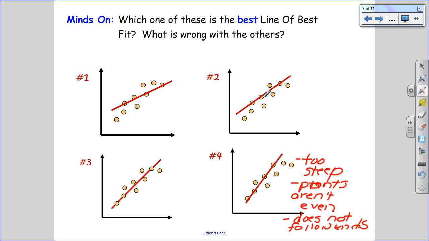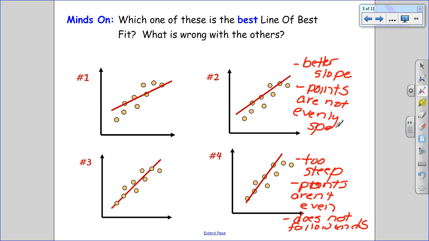If we look at this one, again, it's a little better slope. But, again, the points are not evenly spaced. And this one here, 3 below, 2 above, 2.5 above is not too bad. This one here is 3 below, 3 above, through lots of points. So I would say this graph here is my best choice.